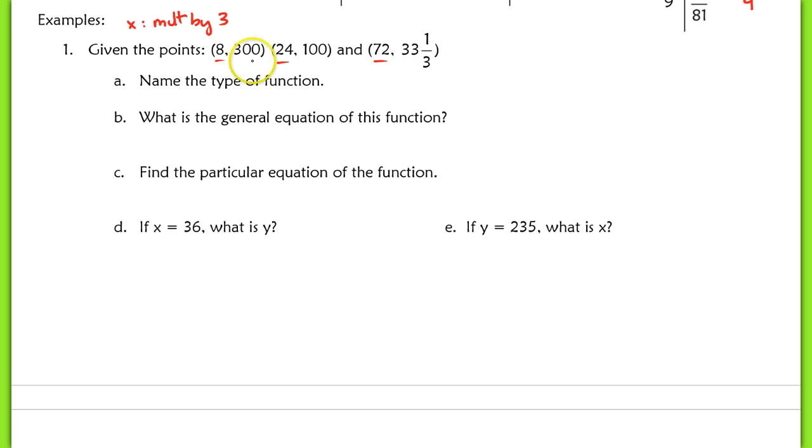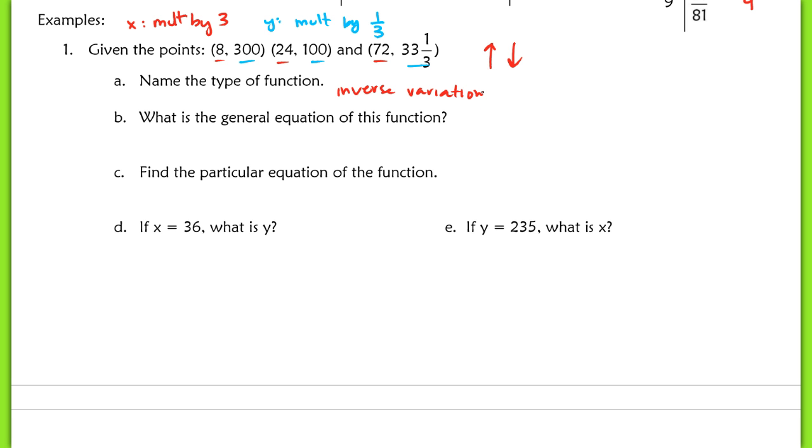Now, in the y values, these are decreasing. So I go from 300 to 100 to 33 1/3, but these are all decreasing by the same factor of 1/3. So if I multiply the y values by 1/3, let's write that in there. So for the y, we multiply by 1/3. That's telling me that this is going to be an inverse variation function because as x is increasing, the y values are decreasing. So let's write that in. This is an inverse variation function.